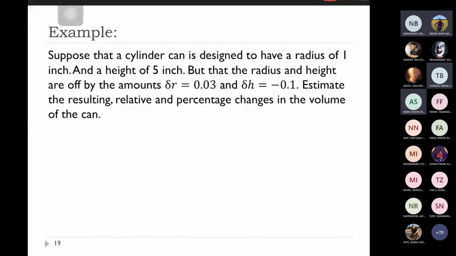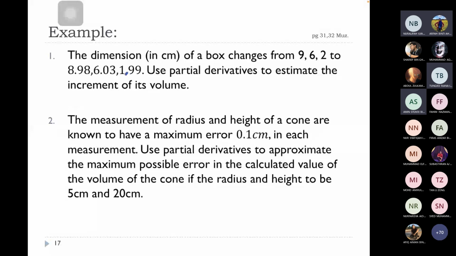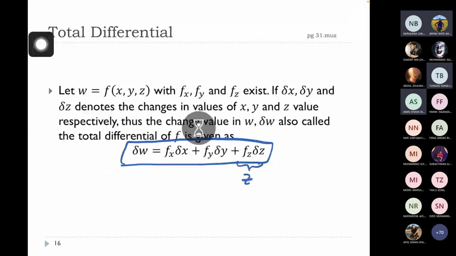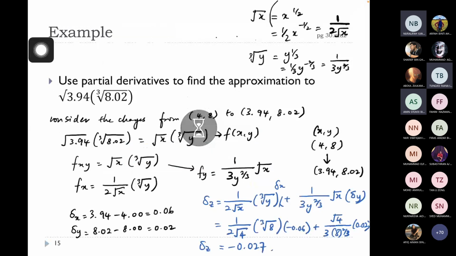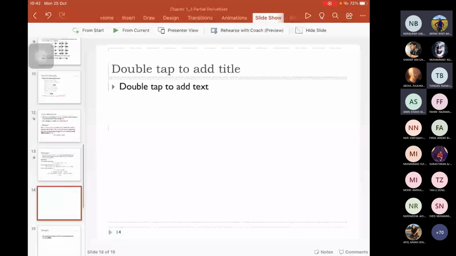Banyak pula example. Okay. So the dimension in centimeter of a box changes from 9, 6, 2 to 8.98, 6.03, 1.99. Use partial derivative to estimate the increment of its volume. Okay. Soalan kedua tu soalan lain. So macam mana kita nak selesaikan the first question? How we are going to solve the first question.